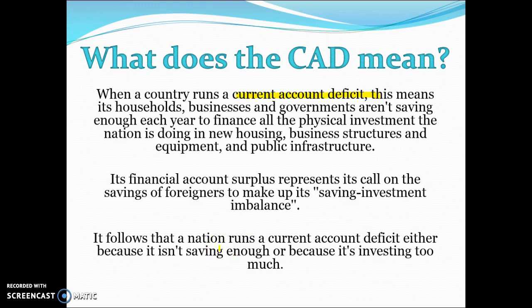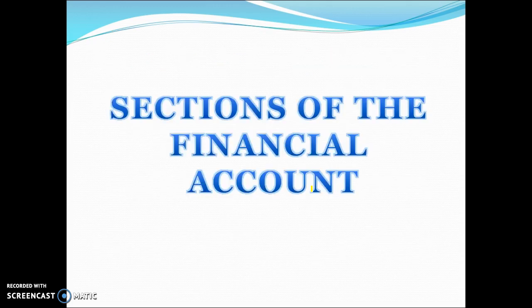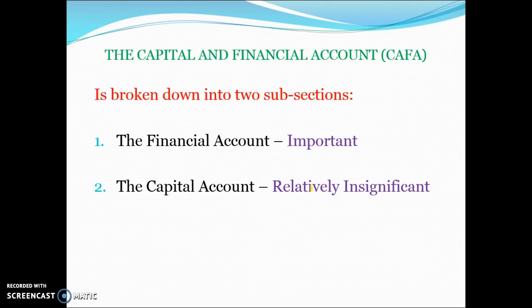And essentially the financial account is saying, how are we funding this savings and investment imbalance, or this difference between expenditure and income that occurs within the current account? So the capital and financial account is broken down into two: the financial account, which is important, and we're talking about a lot in this video, and the capital account, which is relatively insignificant. The financial account is more important than the capital account because that's how we fund the current account.